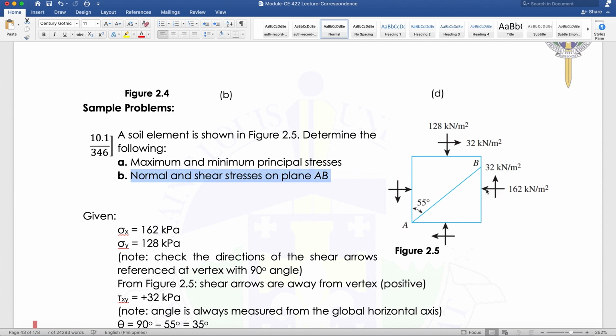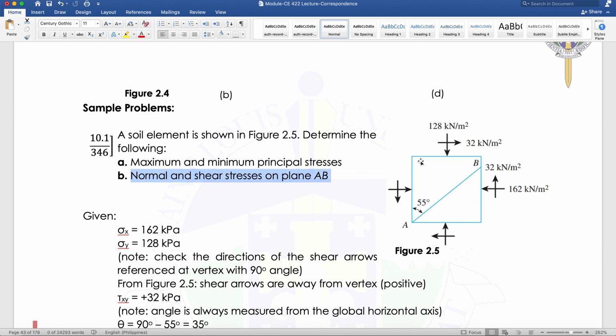So this is sigma x, 162 kilonewton per square meter, and this is sigma y. The downward force here is also equivalent to the upward force here. So that is 128 kilopascals. Therefore, our shear stress is going away from our 90-degree angle here. Therefore, it is positive. So that is 32 kilopascals.